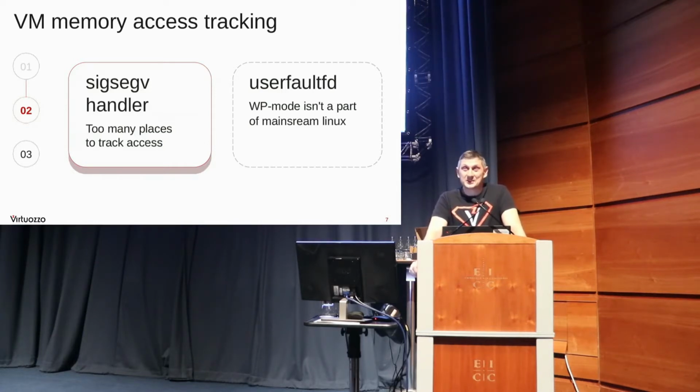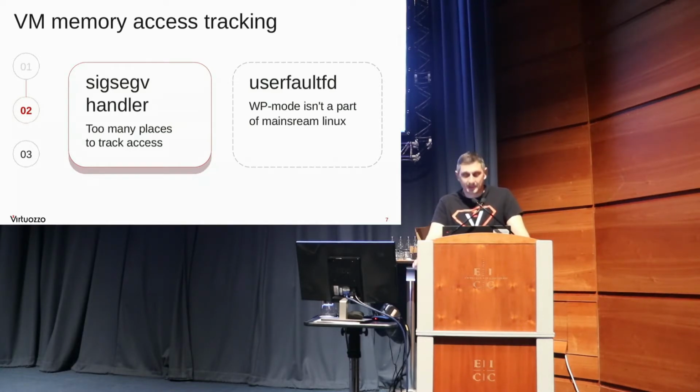QEMU is such a good thing that sometimes it shares memory with different processes, and if another process accesses your memory, you can't really intercept it with a SIGSEGV handler in your process, so it will break your memory. You can't do that. Then we decided to use userfaultfd.